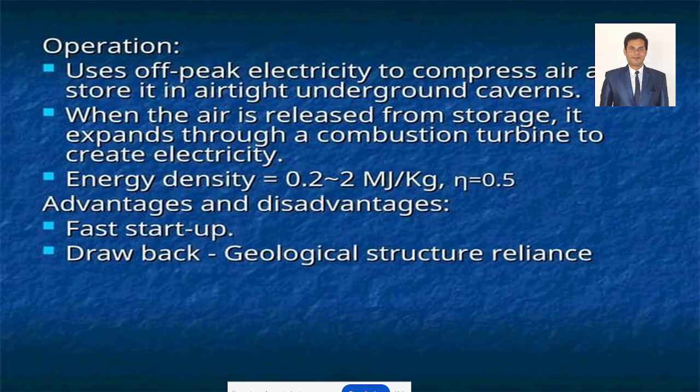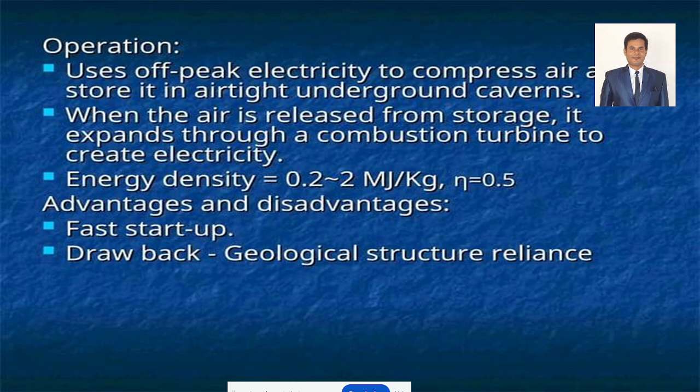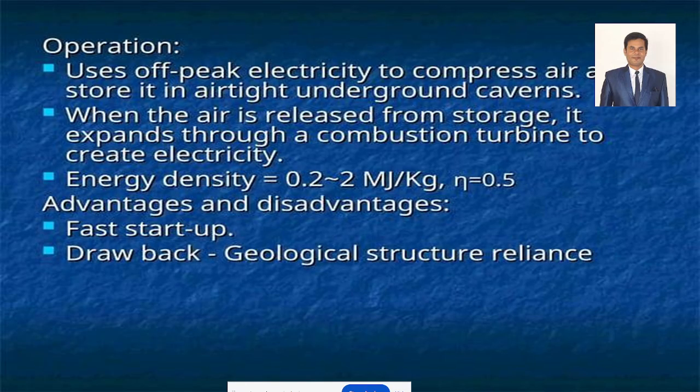Let us see this operation: during off-peak electricity, we compress the air and store it in airtight underground caverns. During off-peak time, when electricity usage is very low, you can store the energy as air energy beneath the earth. You require much bigger containers, a large volume underground, where you can store the compressed air.